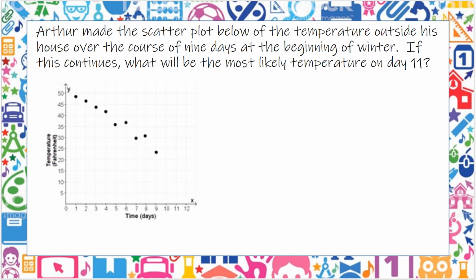Okay, Arthur made the scatter plot below of the temperature outside his house over the course of 9 days at the beginning of winter. If this continues, what will most likely be the temperature on day 11? So I look, and if I try to draw a line through this data, now this is not the best line, but it gives me sort of an idea. I go over to where 11 is on my days, and I go up until it hits my line, and it hits right there. So I look over, and that is at 15. So the temperature would most likely be 15 degrees on day 11.